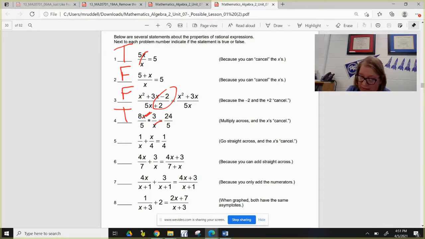What would happen if you didn't? If you just multiplied it across, you'd have 24x divided by 5x, and then you can cancel those. You can cancel with multiplication. You cannot cancel with addition or subtraction.